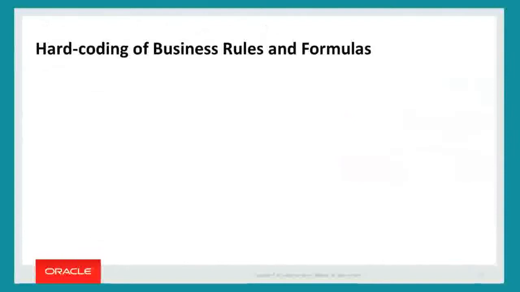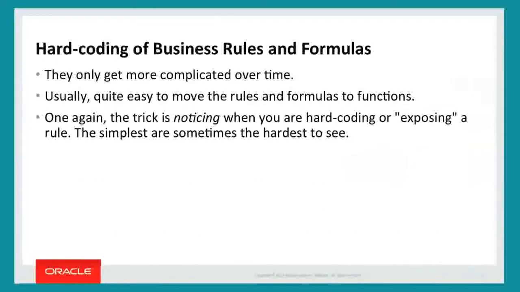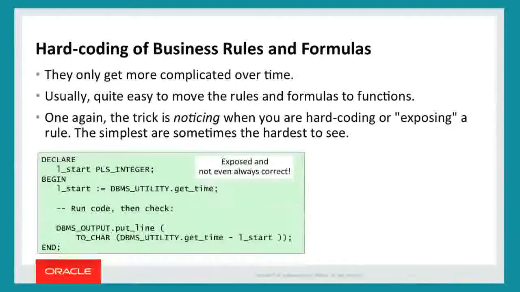So moving on through the idea of single point of definition, avoid hard coding of business rules and formulas. I would think this should be pretty obvious, right? You don't want to expose the rules and formulas because they change and get complicated over time. Now, generally speaking, what you want to do is take those rules and formulas and move them into functions. And one of the challenges can be realizing where you have rules showing up in your code.